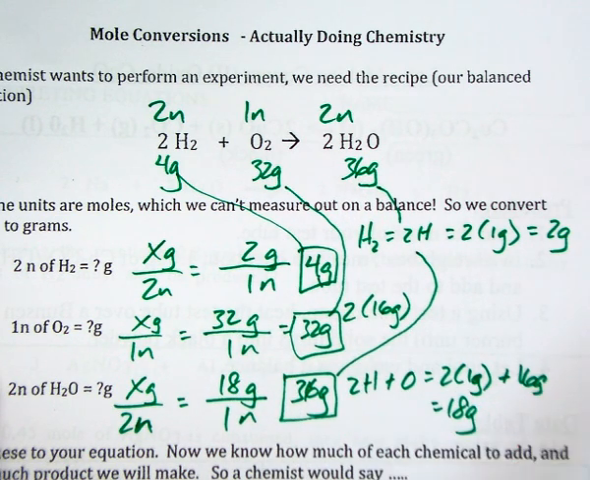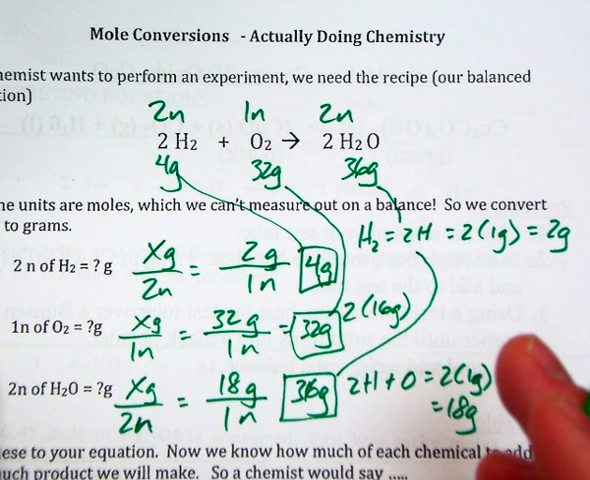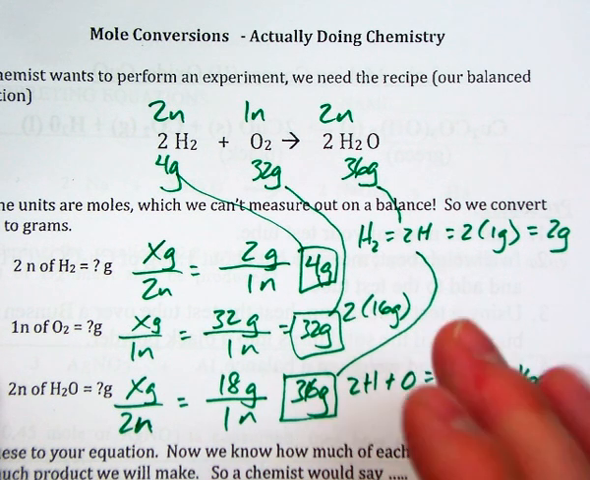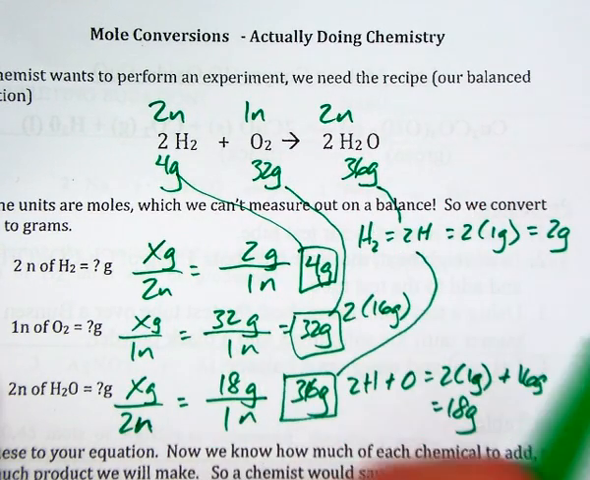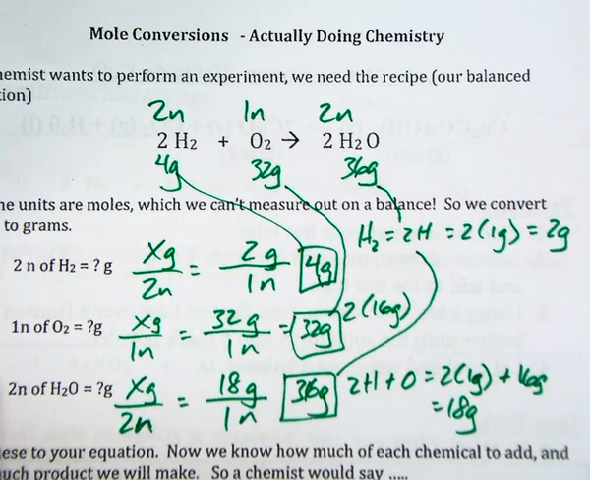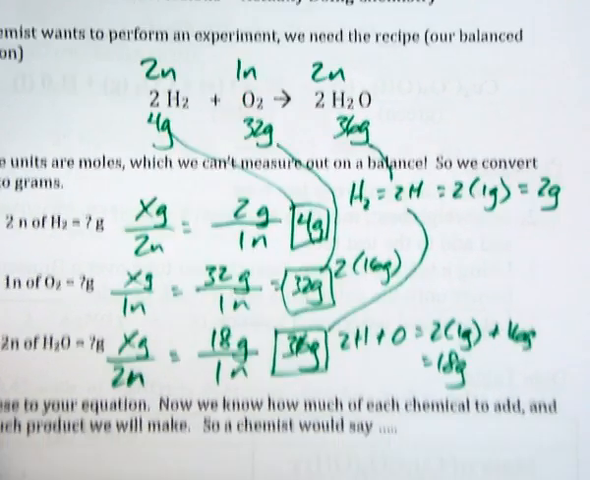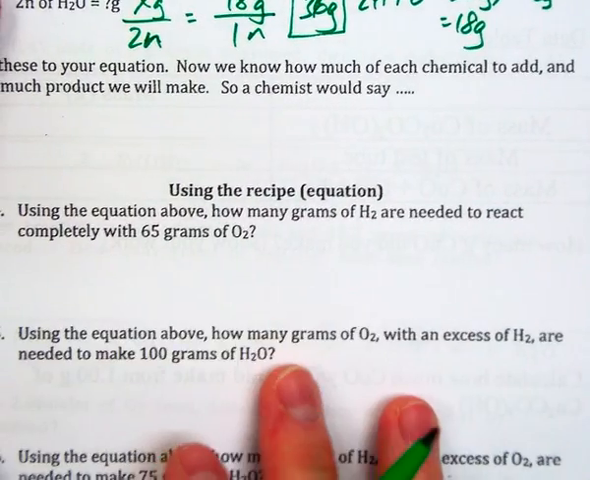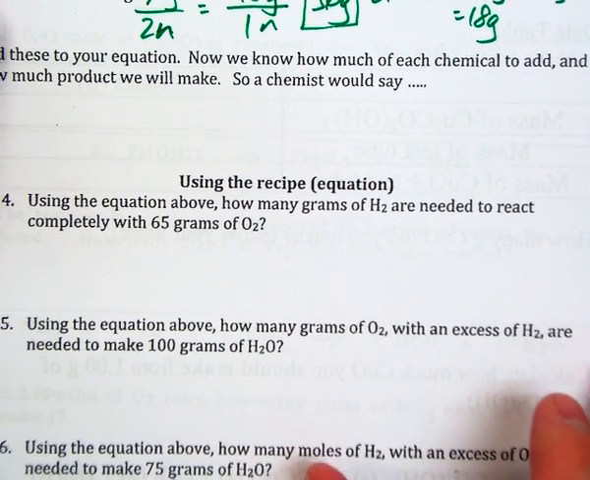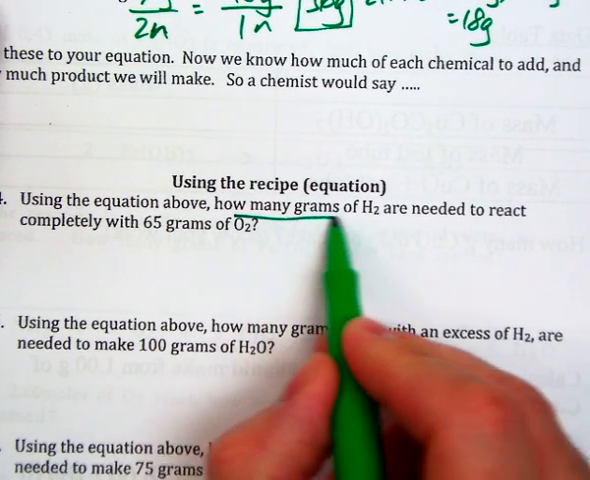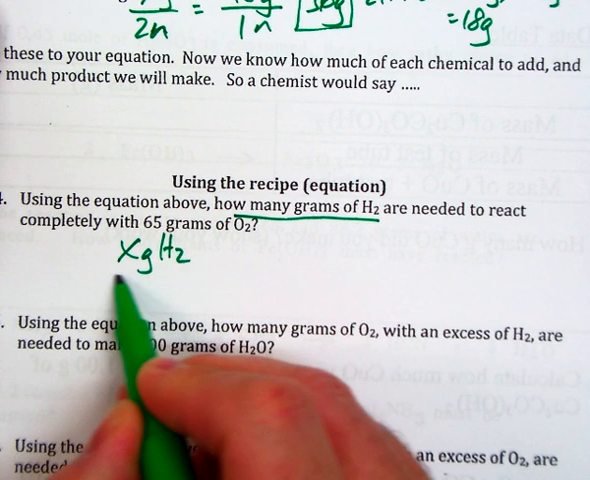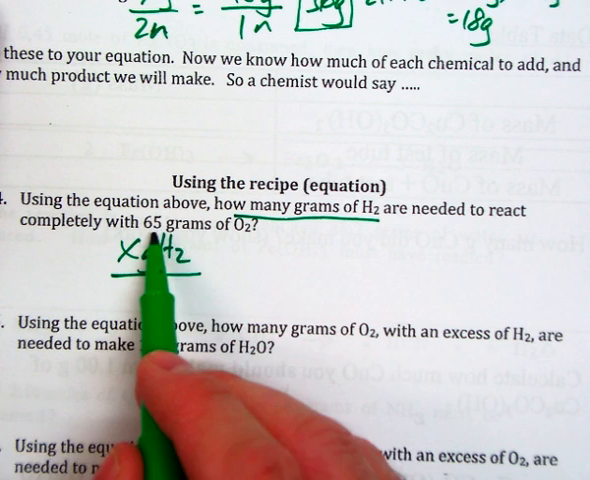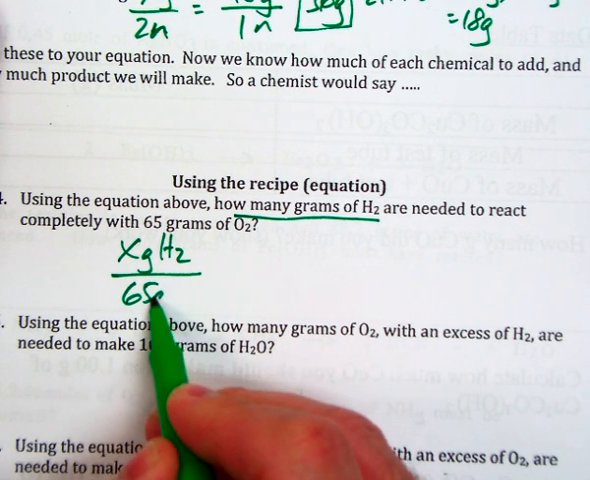Now we know that sometimes we don't want to do a recipe as we have it written, so we're going to use this information, these proportions here, to solve some more problems. Skipping down here, number 4 says how many grams of hydrogen, so X grams of hydrogen, are needed to react completely with 65 grams of O2.